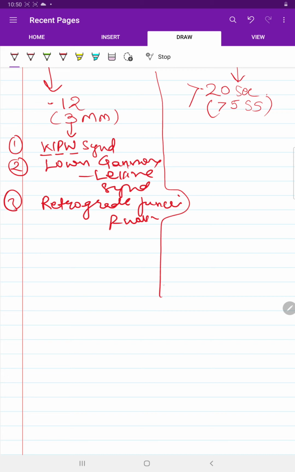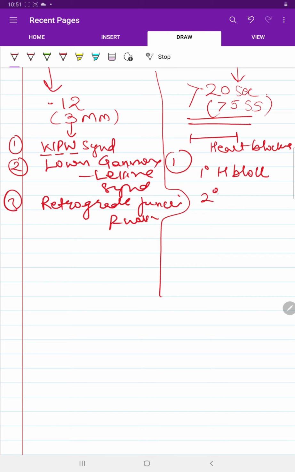Those were the short PR interval conditions. Another: if the duration of the PR interval is more than 0.20 second, then there can be heart blocks. The most important ones we encounter in discussions with friends or colleagues, we most commonly hear heart blocks. They can be first degree heart block, second degree heart block. Second degree also has two types, Mobitz 1 and Mobitz 2, then third degree heart block.